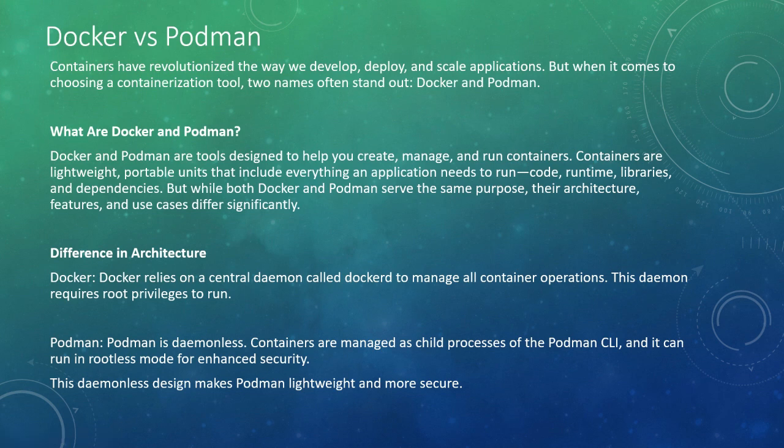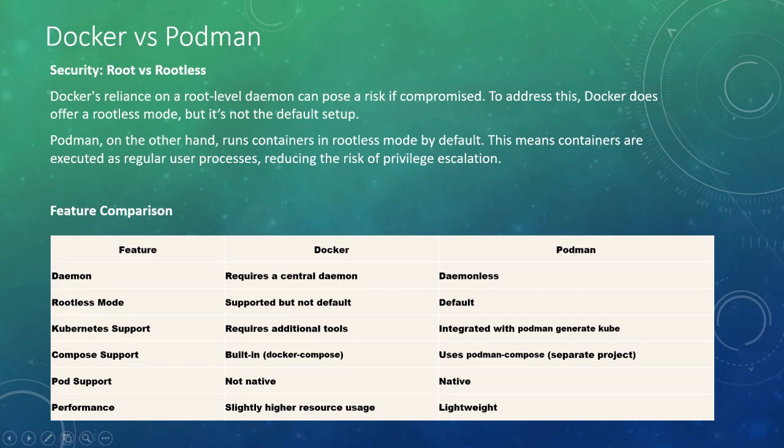That's architecture-wise. Now, when it comes to security, take Docker. At the root level there is a daemon process, which can pose a security threat and can be compromised. To address this, Docker has a rootless mode, but it's not the default setup. We have to do some additional setup to make it rootless. By default it will not be available as rootless, so that's one of the security concerns.